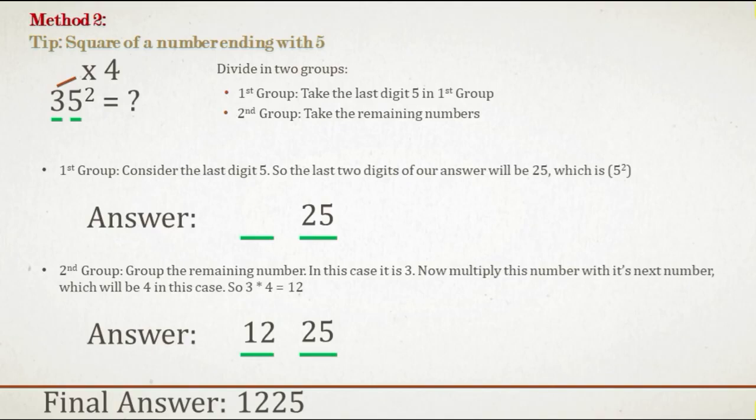Similarly, if we want to find the square of, let's say, 85, I know 8 nines are 72, and 5 square is 25. So my answer would be 7225. Again, let's say we want to find the square of 65. So 6 sevens are 42 and 25. So the answer would be 4225.